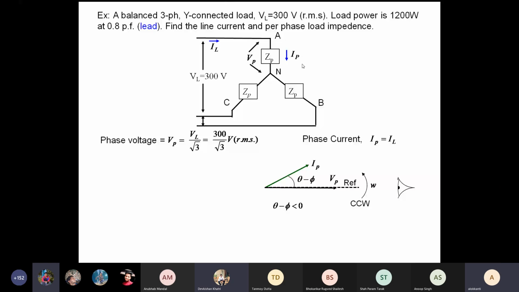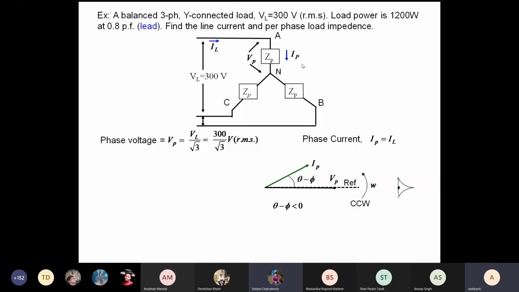Can I ask one question? Sir, in this diagram, the way we have defined Vp, Ip can be Vp by Zp, right? Vp is the phase voltage. So how can Ip also be equal to IL, since IL is VL by Zp?